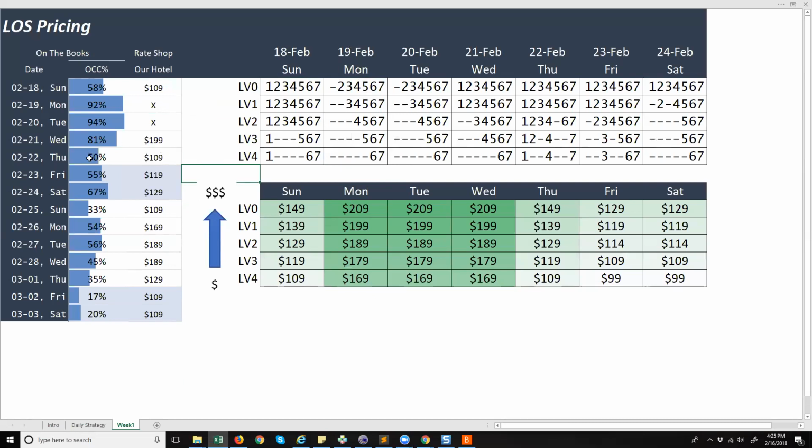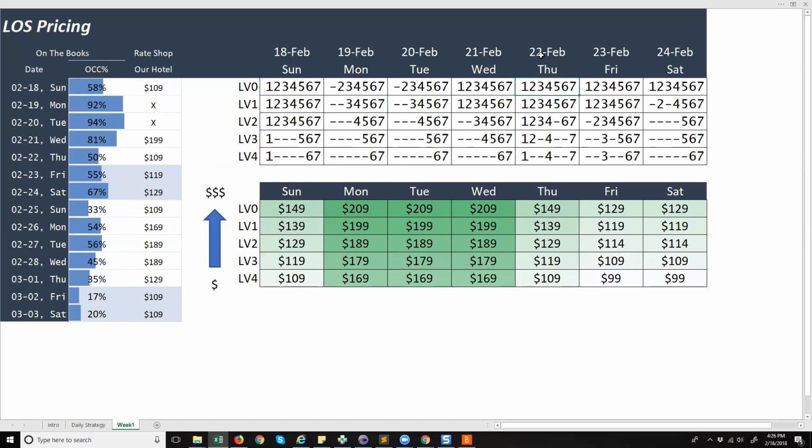So what about soft days of week? For example, Thursday. Notice that Thursday on this business on the books, for this upcoming week, is the softest day of week on here. We're at 50%. Thursday is historically a pretty soft day of week. So we're down here at 109. Let's double check and make sure that that checks out.